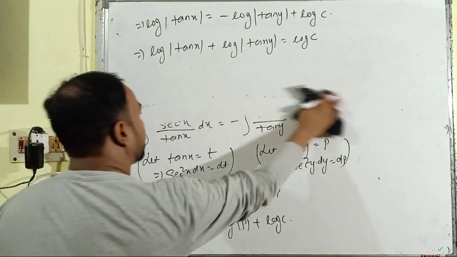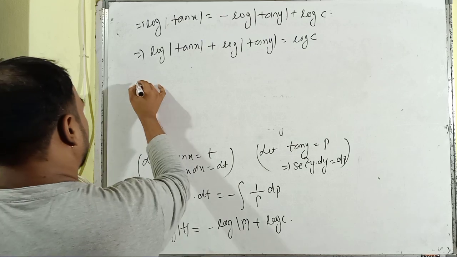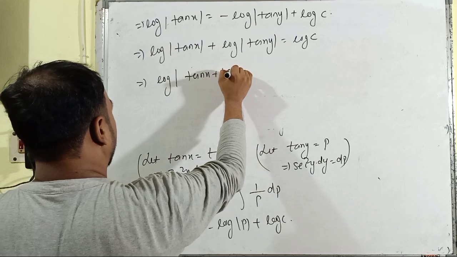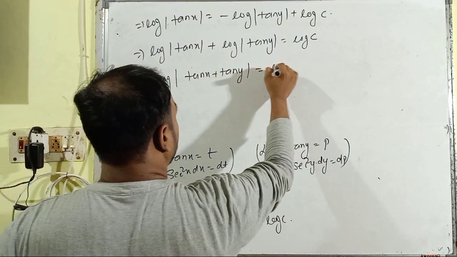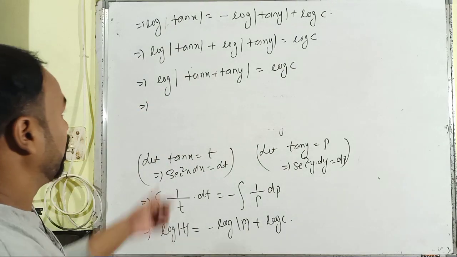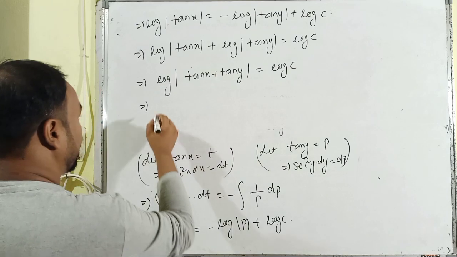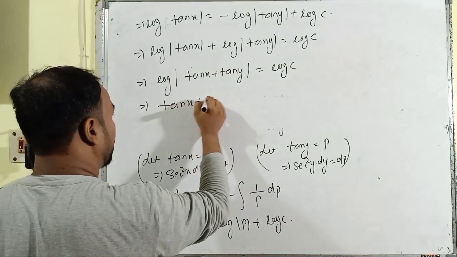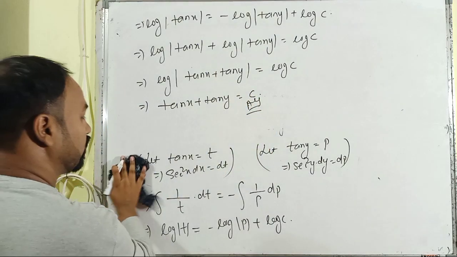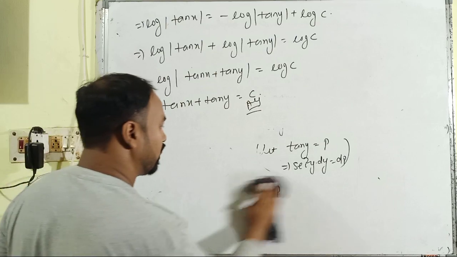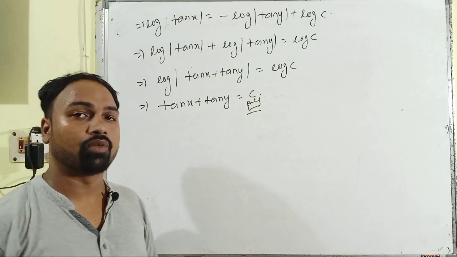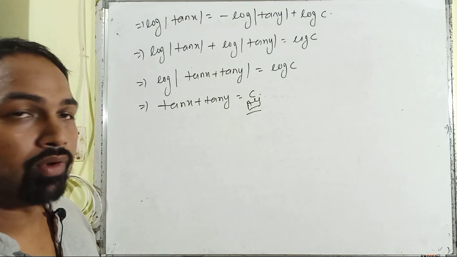And then applying the property of logarithm, we can have log of tan x times tan y is equal to log c. And then cancelling the logarithm from both sides, we can have the final answer or the general solution of the given differential equation, tan x tan y is equal to c, and which is your answer. And this is the general solution of the given first order first degree differential equation. So it is the complete answer or the final answer of the third problem. Then let us move towards the fourth problem of this video session.